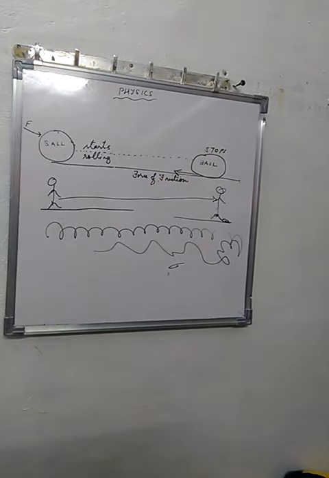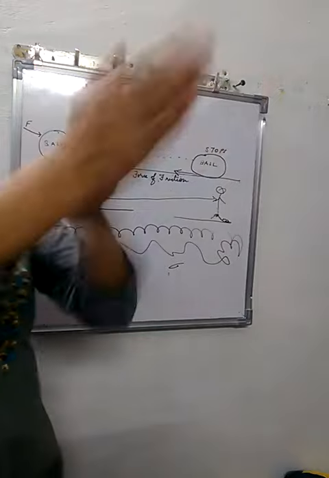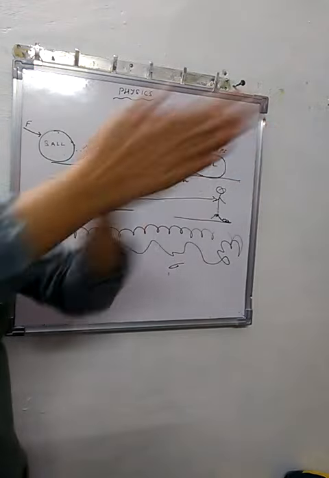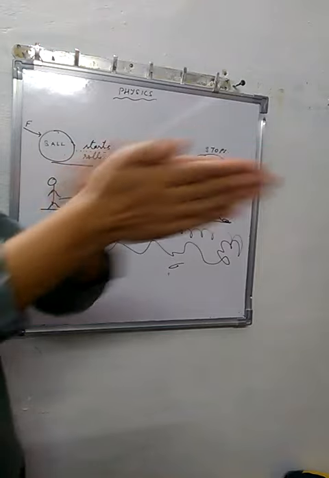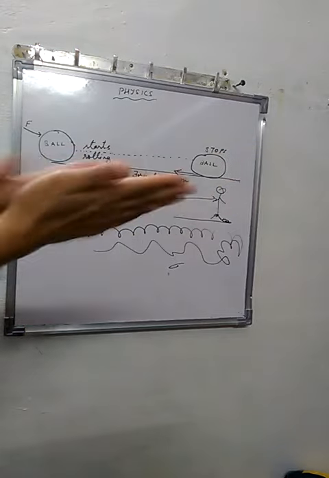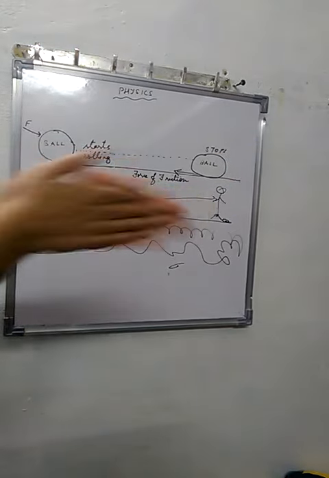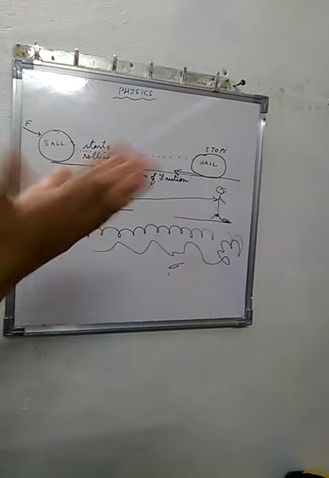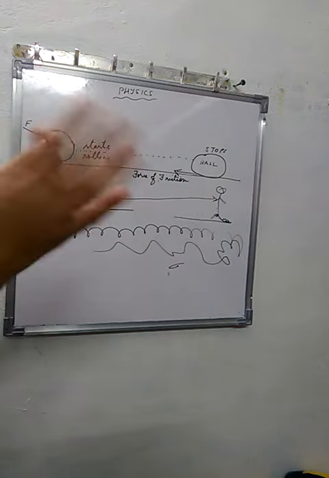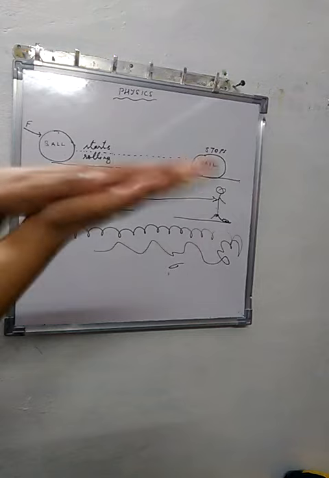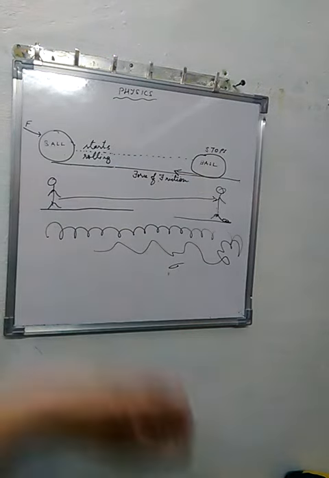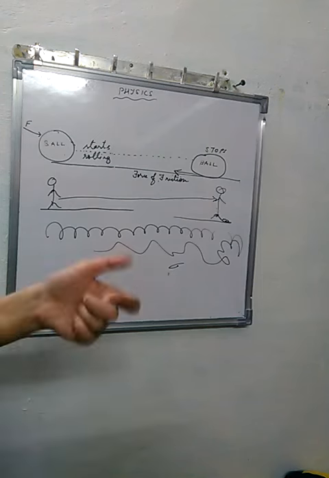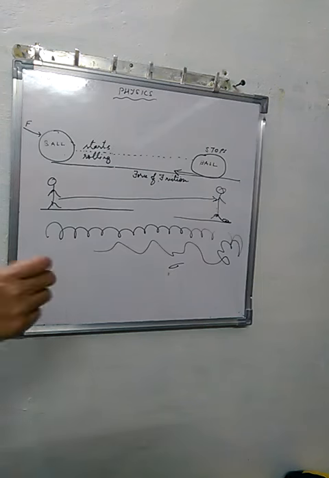Now, you rub your hand. What will happen? Heat is produced. Yes, you can feel the heat. So there is a force of friction applied in between your hands. How do you light the matchstick? By rubbing it on the surface? Yes, that is again force of friction.